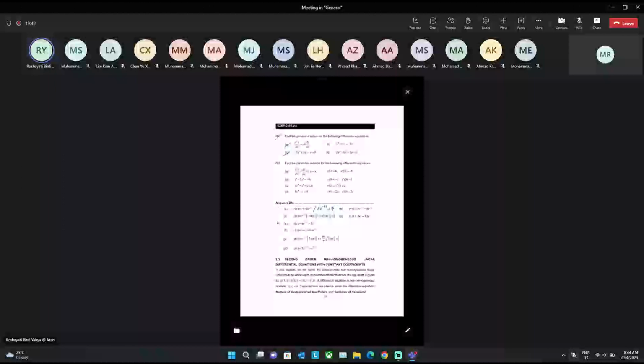So linear, we already learned previously about the degree, and then differential when fx equal to non-zero, still has coefficient.